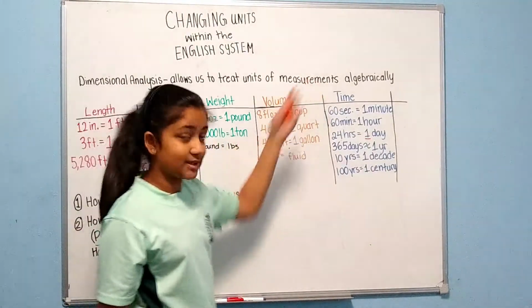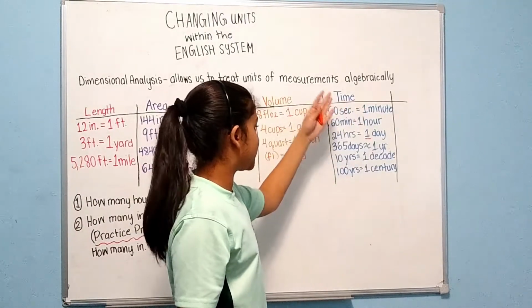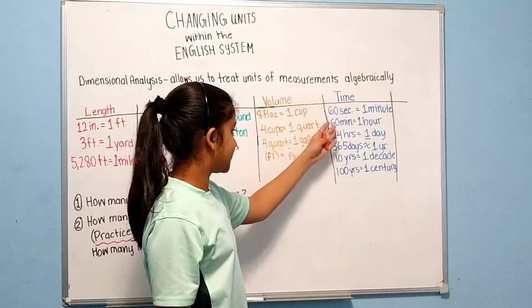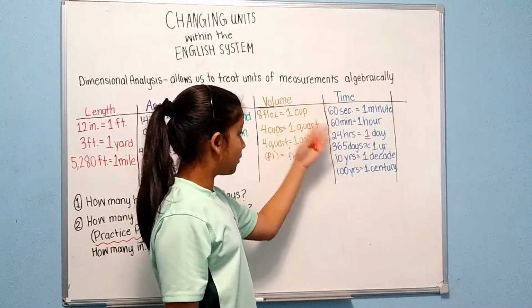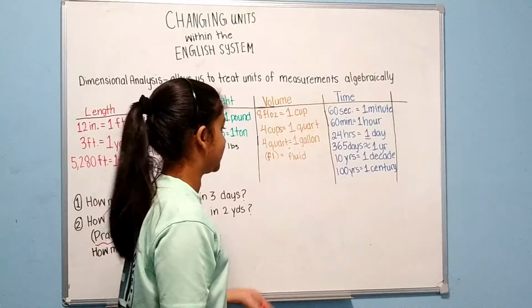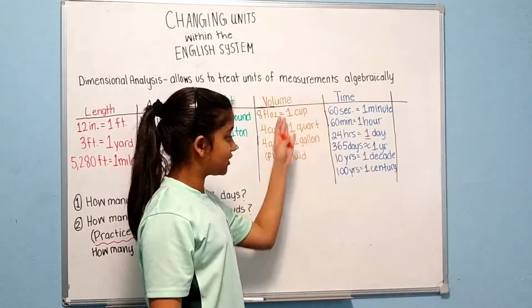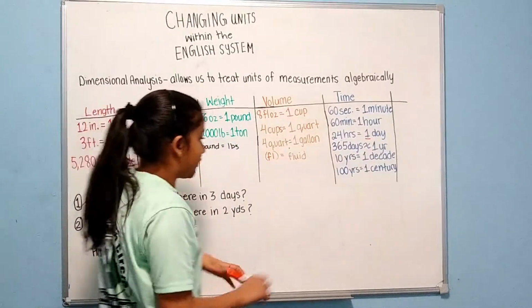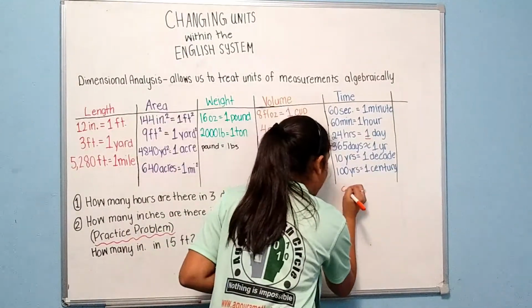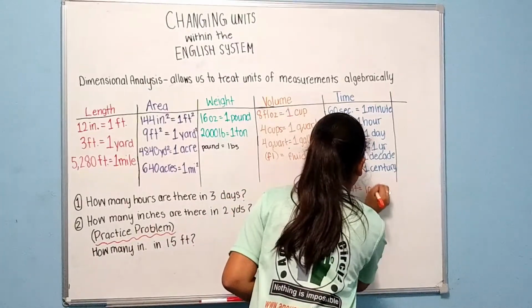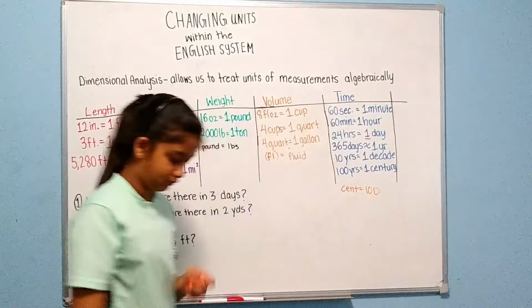Let's move on to time now. In 1 minute, there are 60 seconds, and you guys should all know this already. In 1 hour, there are 60 minutes. In 1 day, there are 24 hours. In 1 year, there are approximately 365 days. In 1 decade, there are 10 years, and in 1 century, there are 100 years. For the last one, I like to remember it as cent, which usually means 100, so that's how I like to remember 100 years.